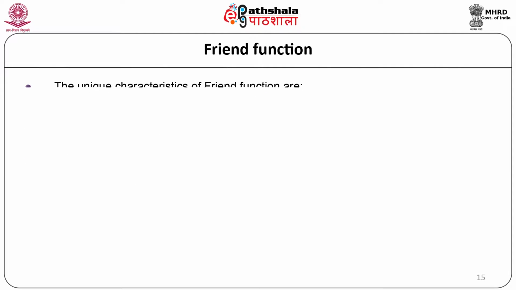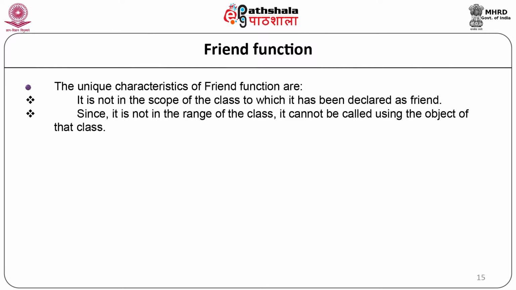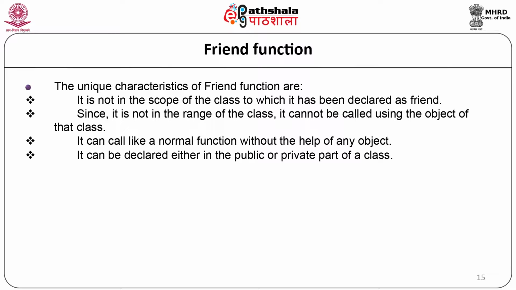Some of the unique characteristics of a friend function are: it is not in the scope of the class to which it has been declared as a friend. Since it is not in the scope of the class, it cannot be called using the object of that class. It can be called like a normal function without the help of any object. It can be declared either in the public or the private part of the class.